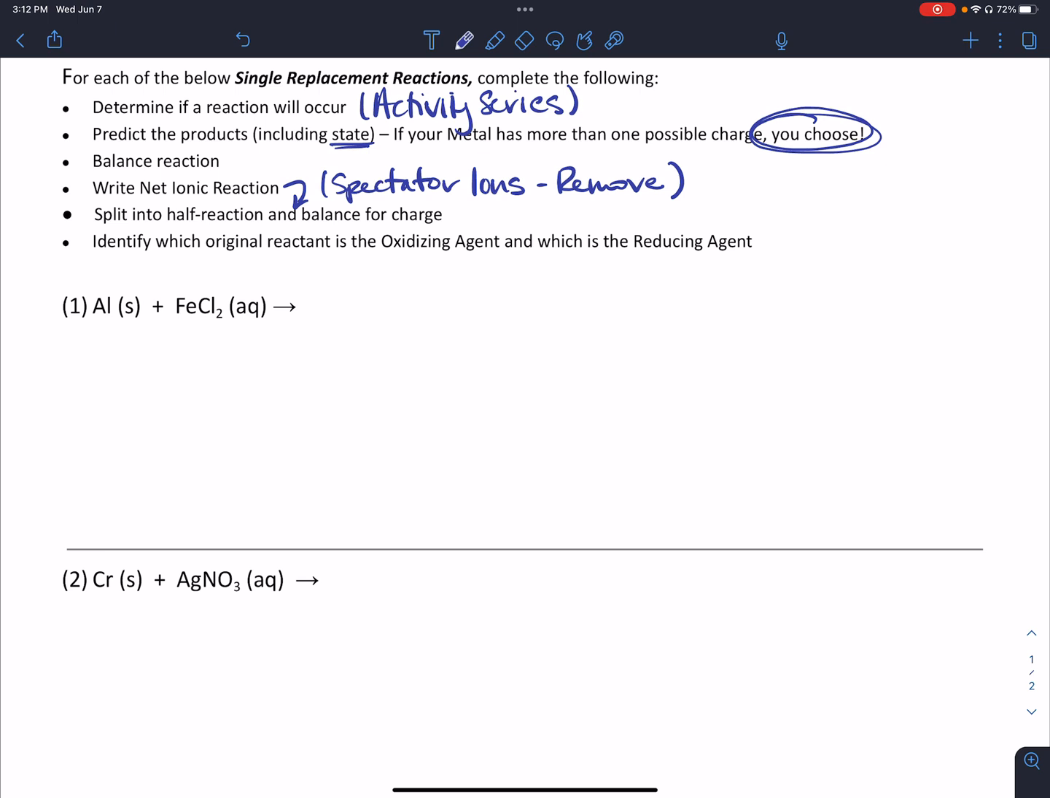And then we're going to identify which reactant was the oxidizing agent and which was the reducing agent based on whether something's getting oxidized or reduced. All right, so let's look at what we've got. We've got aluminum plus iron(II) chloride.